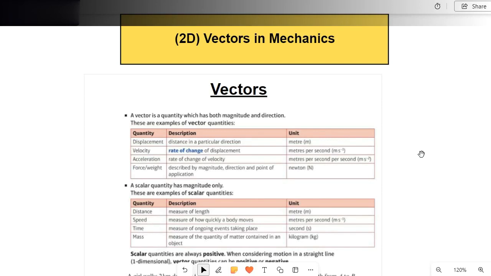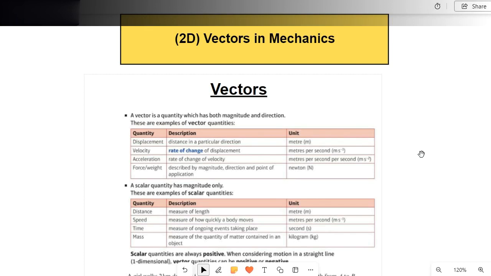In our previous video, we discussed displacement time graphs, velocity time graphs, acceleration time graphs, SUVAT equations or the kinematics equations under constant acceleration, and finally the vertical motion of a projectile or simply its free fall under gravity. Today, however, we will be discussing 2D vectors that are involved in Mechanics 1.